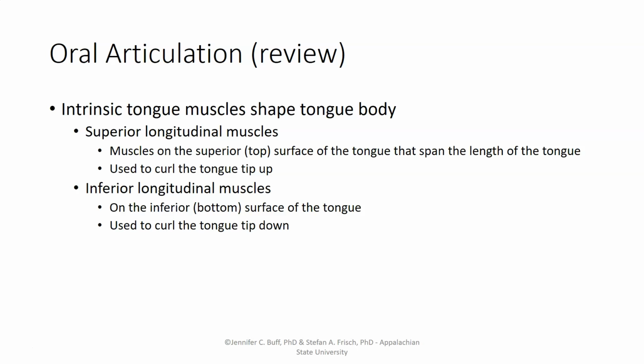Our intrinsic tongue muscles shape the tongue body into more specific postures. The superior longitudinal muscles, which are on the superior surface of the tongue spanning its length, are used to curl the tongue tip up. The inferior longitudinal muscles, which run on the inferior sides of the tongue, are used to curl the tongue tip down.